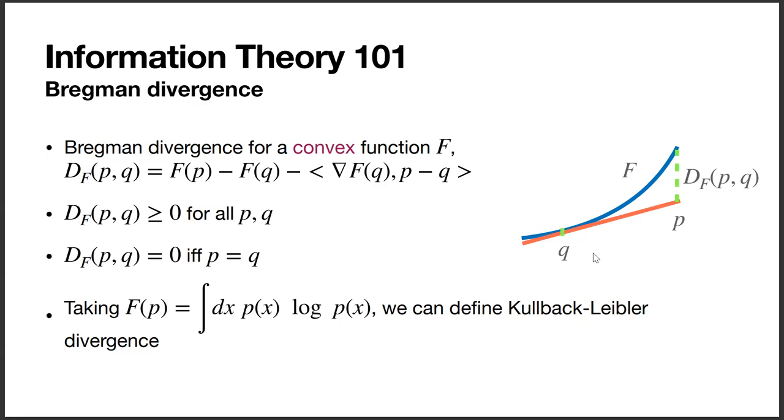And the reason why it is called divergence is that it's almost like a metric, like a distance, but it is not symmetric with respect to P and Q exchange. And therefore it is typically called divergence. And they are non-negative for all choices of P and Q, and it is zero only when P and Q are the same in all X.